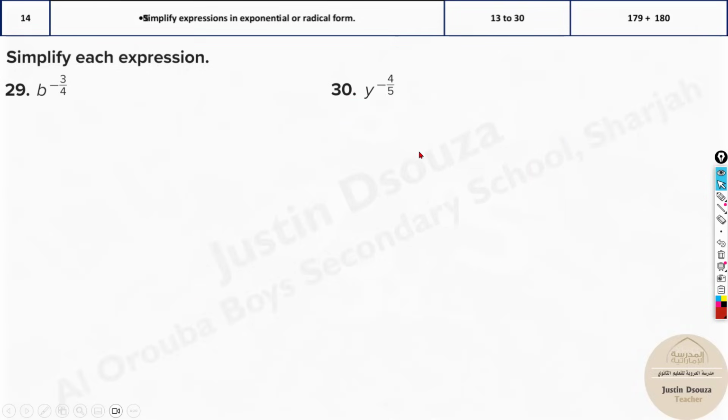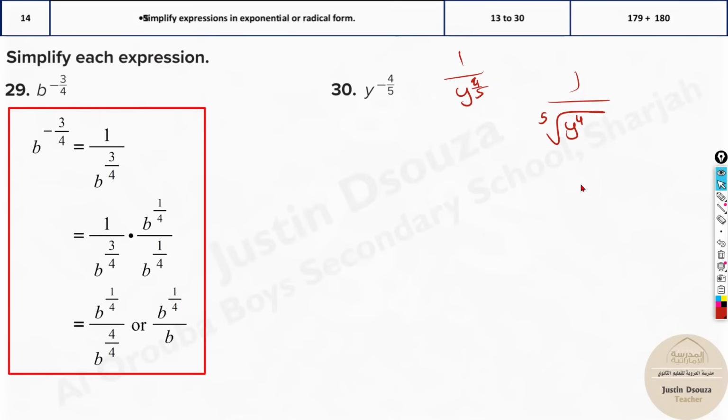Same way, try this. Now over here, you just have to take this to the denominator and solve. Why? Because this is equal to 1 by y to the power 4 by 5. Now what you need to do over here is 1 divided by, write the radical outside, 5 y to the power 4. This is the simplified version.